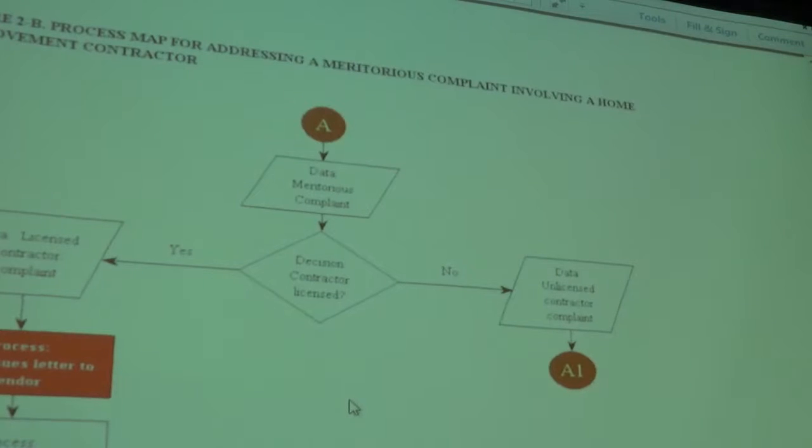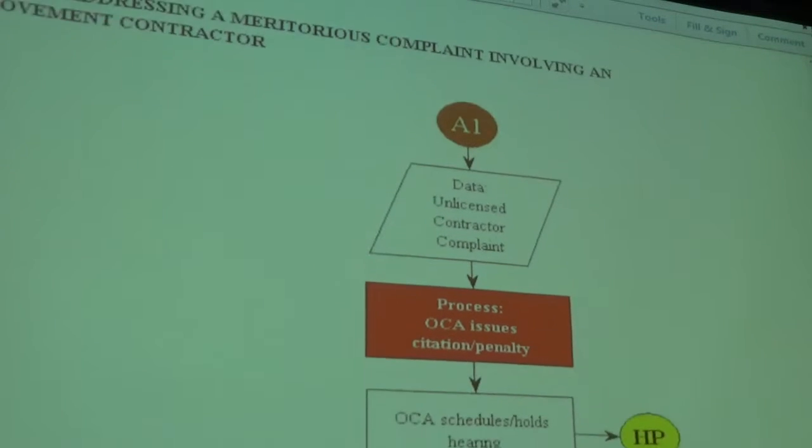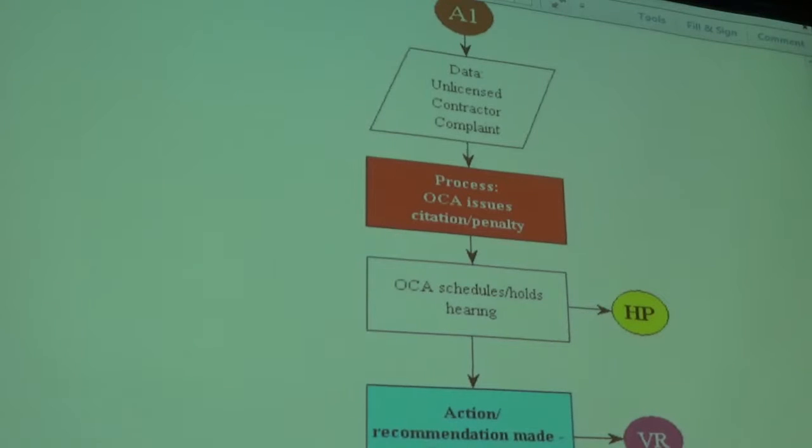As I mentioned, if the complaint has merit and if there's an unlicensed contractor, then it goes to A1. And here's the process for A1. So you have an unlicensed contractor complaint. OCA issues a citation penalty. After that, OCA schedules a meeting with the unlicensed contractor, and then you have another function, which we label HP, the hearing process.